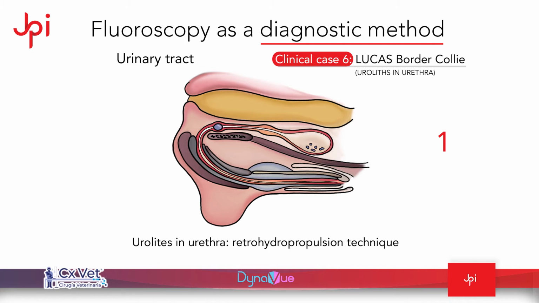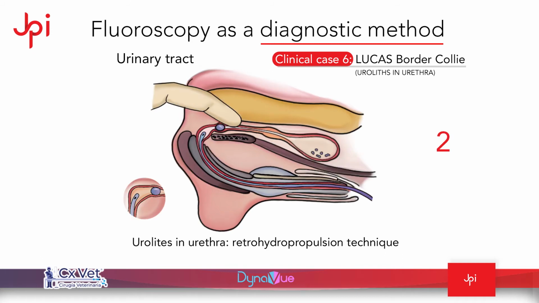Retrohydropropulsion serves to push the stones that obstruct the urethra towards the bladder. Once we have confirmed the presence of retained stones in the urethra, a urethral probe is placed from the tip of the penis into the bladder, introducing up to the point of obstruction. As the next step, we introduce the index finger through the rectum or vagina in order to press and occlude the urethra at the proximal point of the obstruction site.